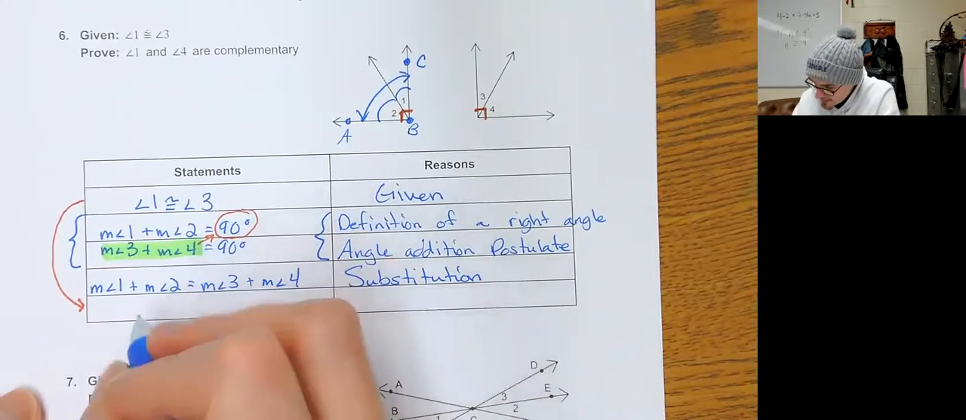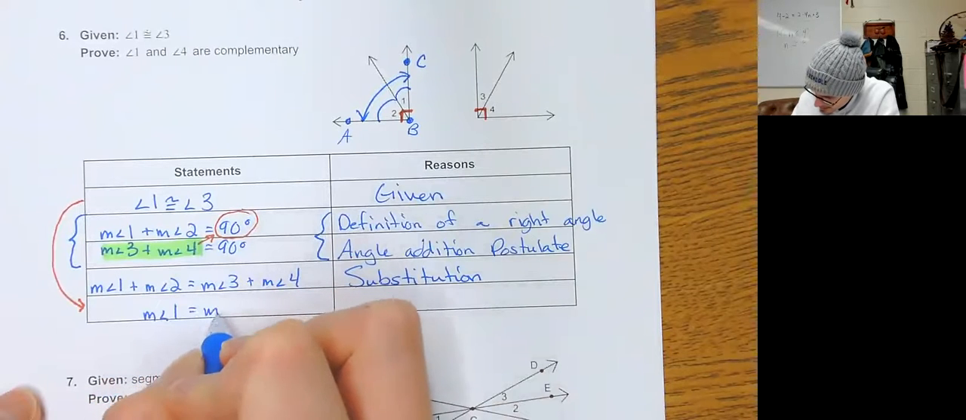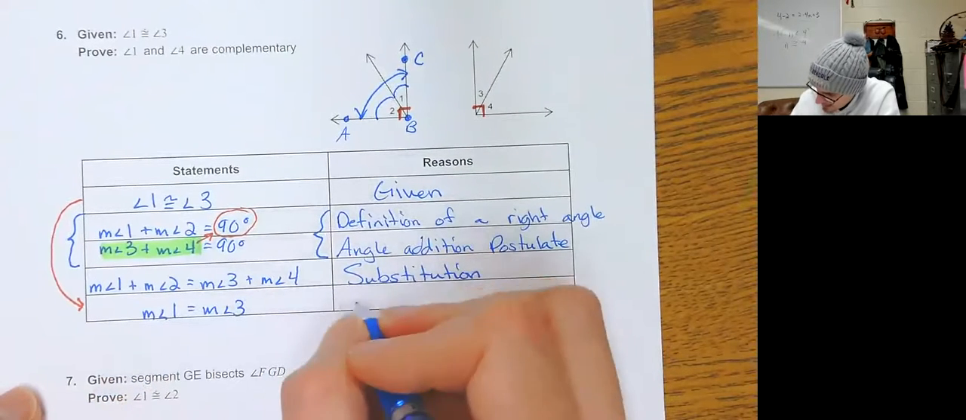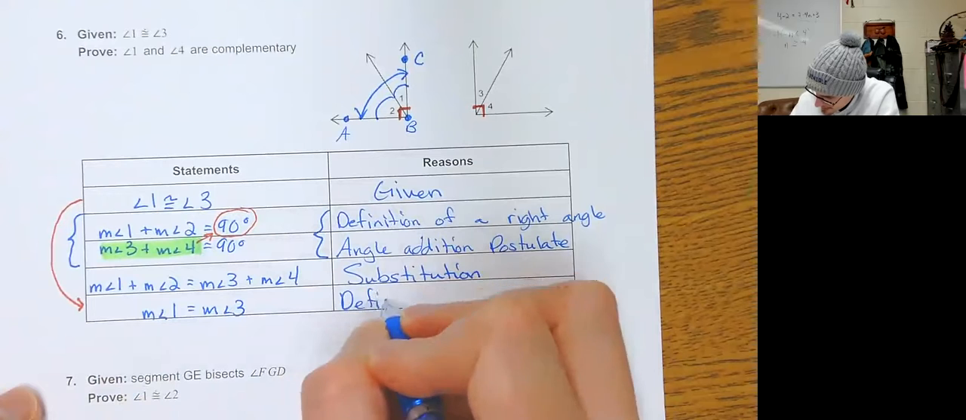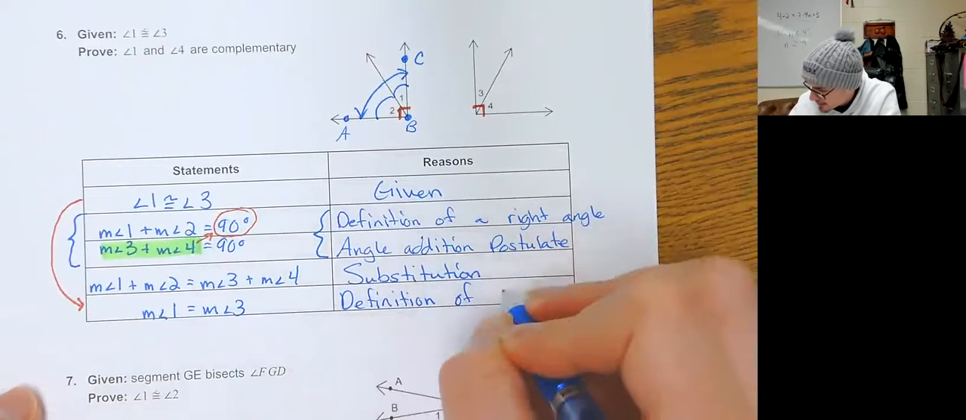Anyways, let's change this to the measure of angle 1 equals the measure of angle 3. And that is the definition of congruence, which we used multiple times in part 1. Definition of congruence.